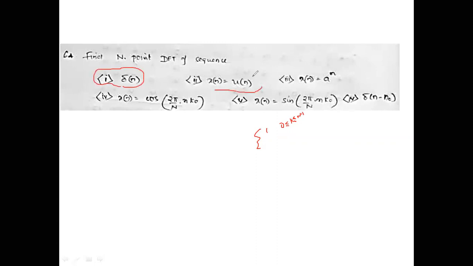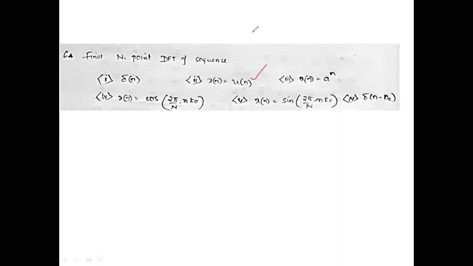What about x of n equal to u of n? What's going to happen for x of n equal to u of n? What is the value at n equal to 0 for u of n? For x of n equal to u of n, it's a step. What will be the value at n equal to 0 for a step? Anybody?